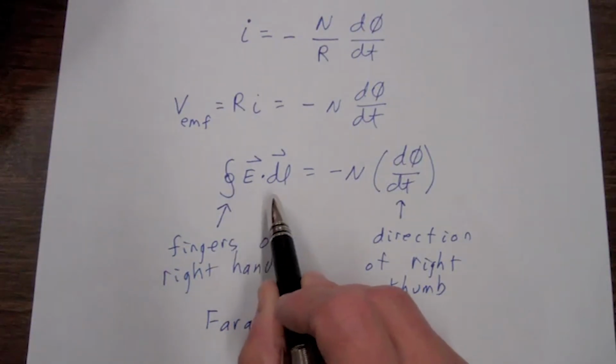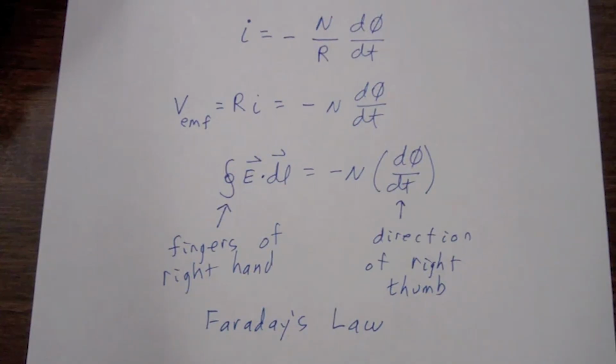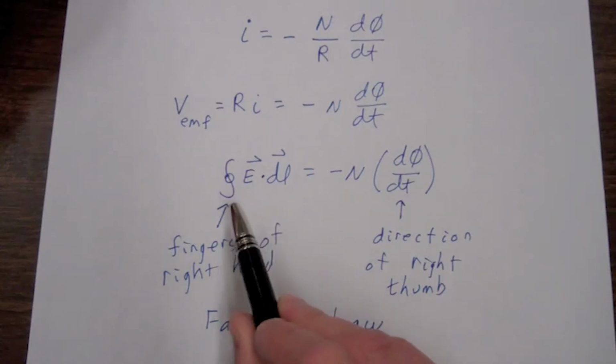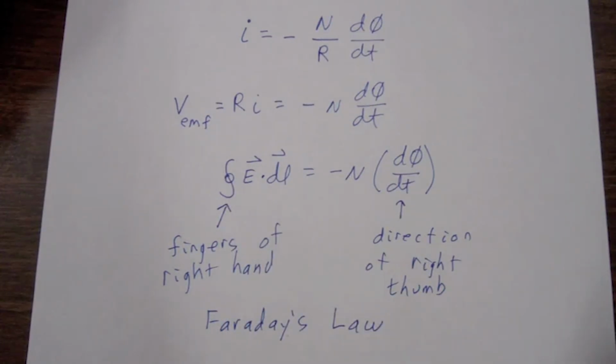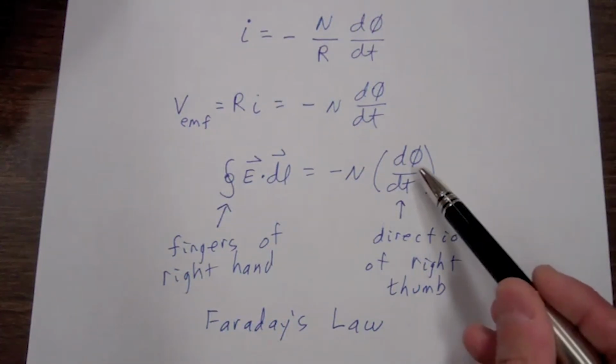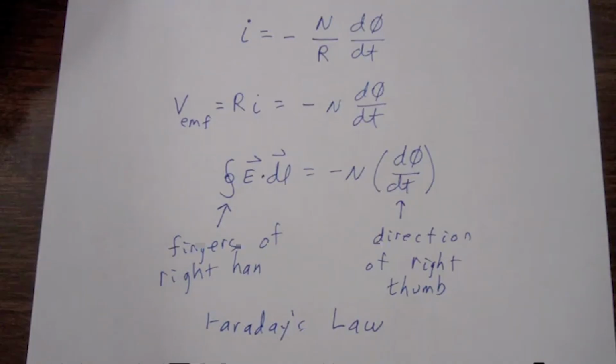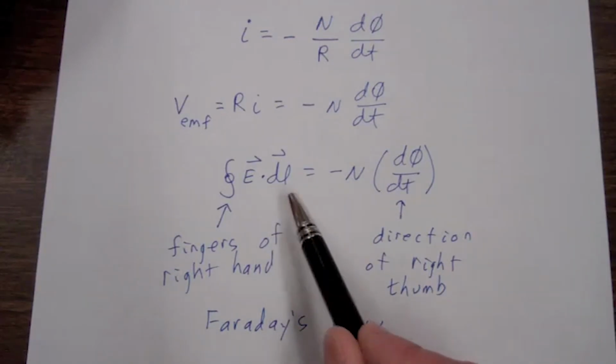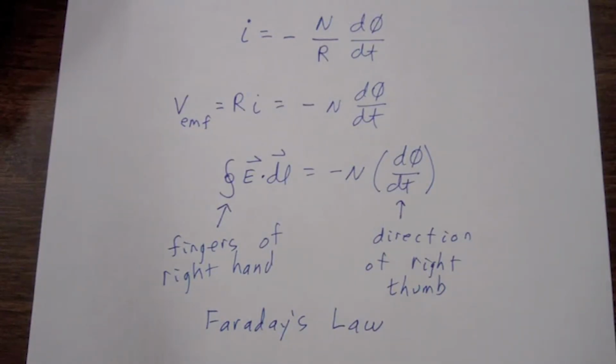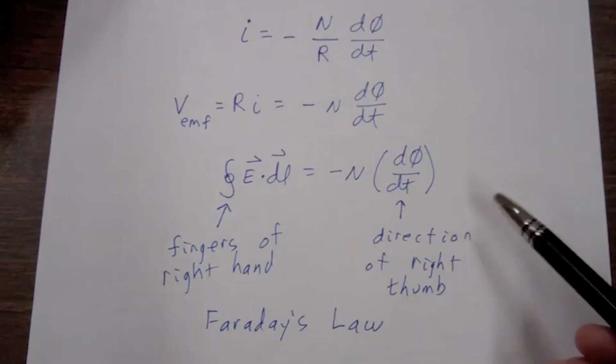The integral of E dot dl around a closed path is the sum of the voltages around that closed path. So Faraday's law tells us that that sum of the voltages around a closed path is not zero if there's a changing flux with respect to time inside that closed path. So Kirchhoff's voltage law that tells us the sum of the voltages around a closed path is zero is only correct in the DC case.